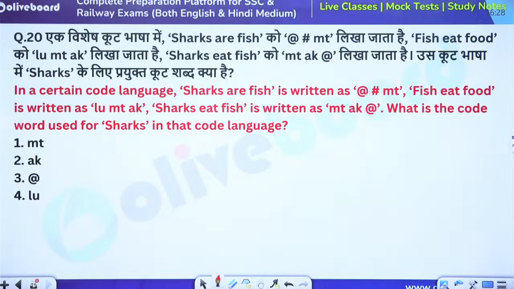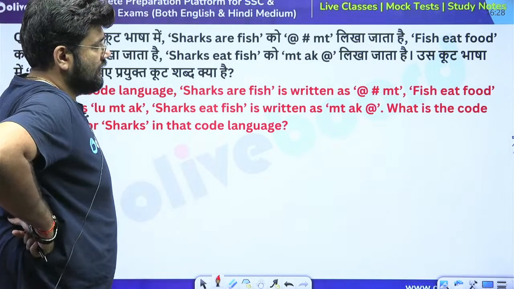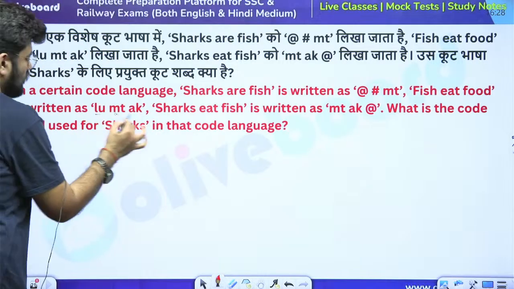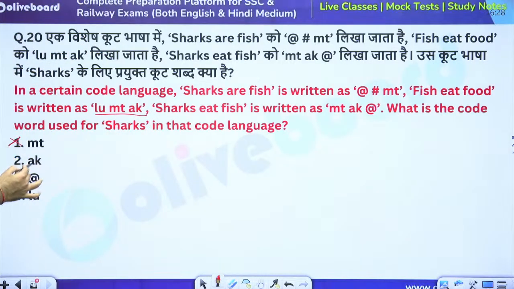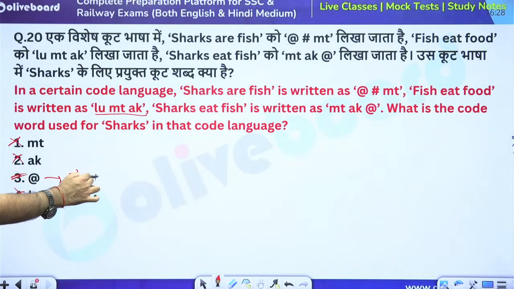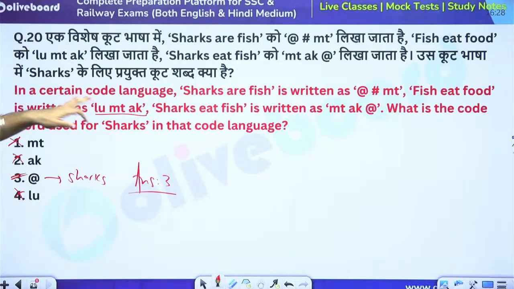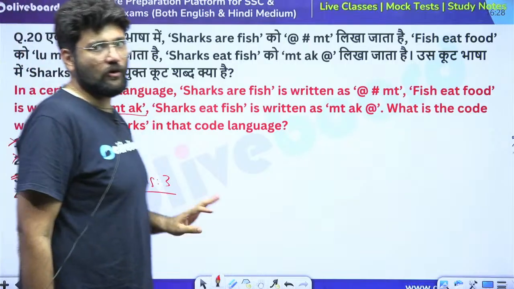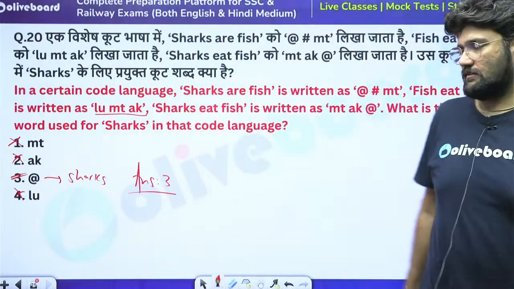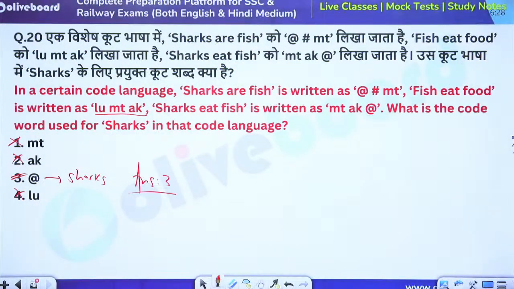Sharks are fish is written as this. Fish eat food is written as this. Sharks eat fish is written as this. What is the code for sharks in that code language? Okay, fish eat food. So this is not there. So blue empty AK. Oh great, it's that simple. Option 3. Okay, wherever sharks was not coming, we deleted that from the options. Luckily all 3 of them got deleted. So whatever is left is the code for sharks. Right? So with that we are done with today's session.